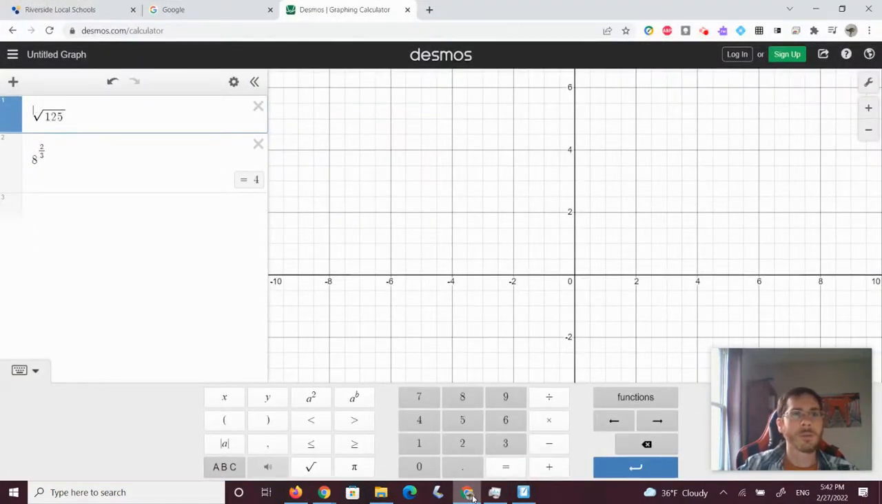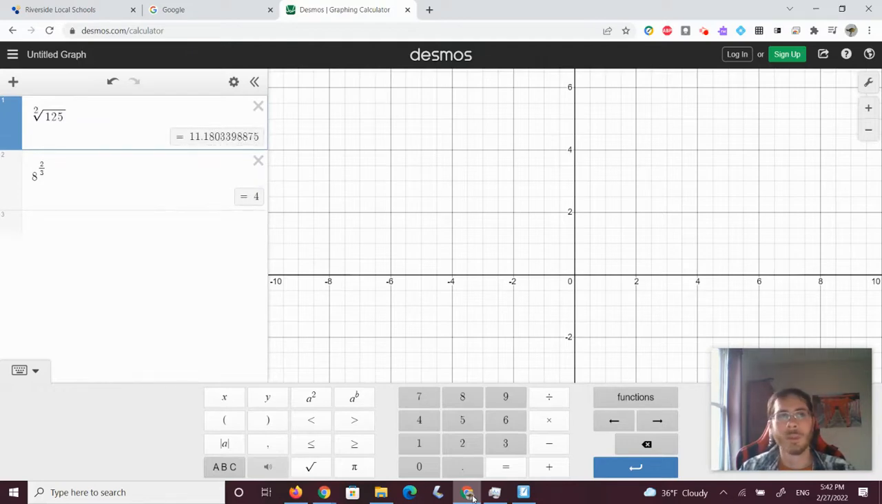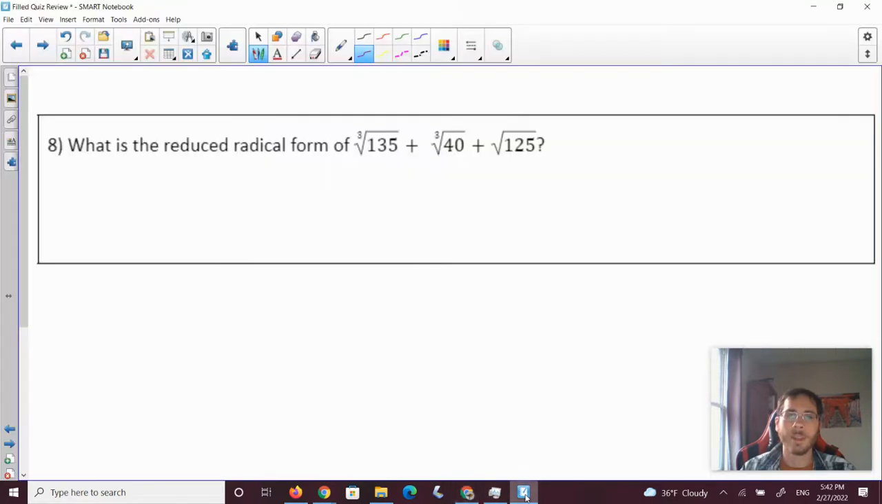Remember, if there's no little number on the square root, we could just put a 2 there if we wanted. Nope, none of those work out. So that means we've got to do these all by hand. So not too bad, but we want to break them down just like we were breaking down some of the other ones. So cube root of 135.